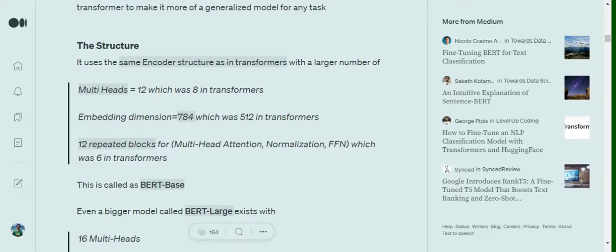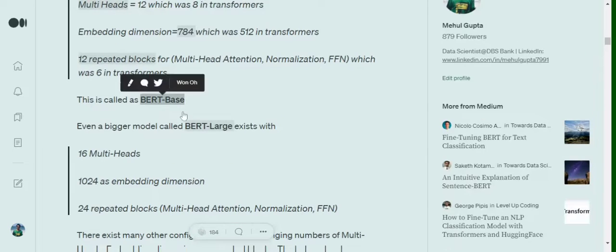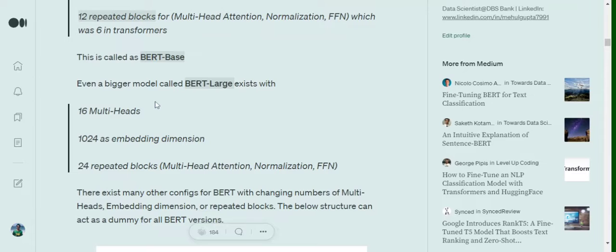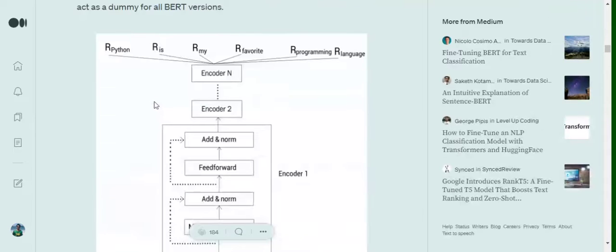Also, if you remember in transformers, the number of repeated blocks in the encoder and decoder was 6. Now we are repeating this entire block 12 times. This is called BERT base. Now in case of BERT large, the multi-heads are increased to 16, the embedding size is 1024, and the number of blocks that are repeated is 24. I guess you need to go back and check out my transformers video to get a better understanding.